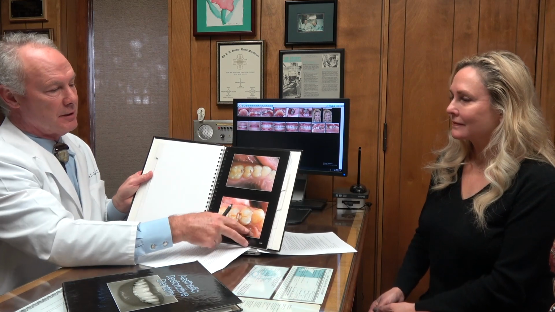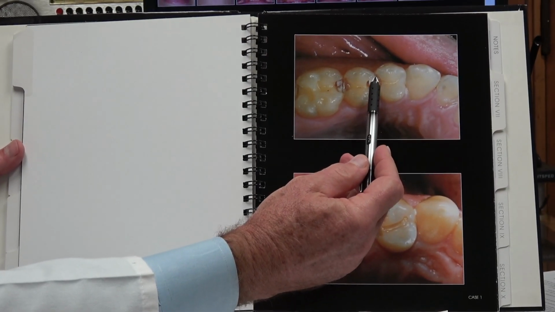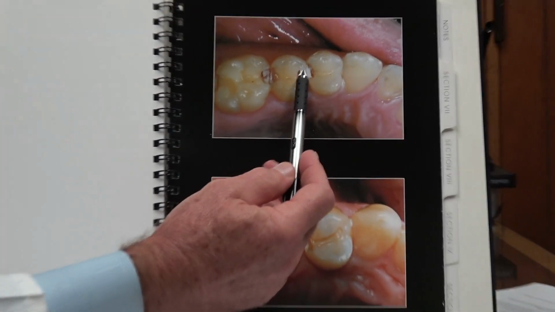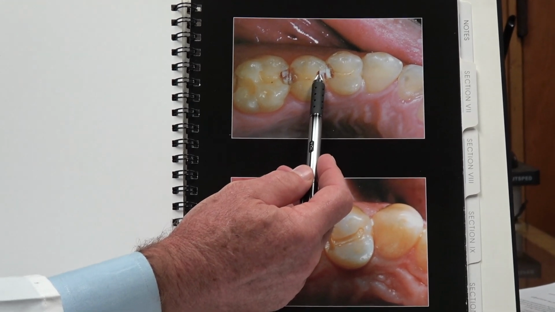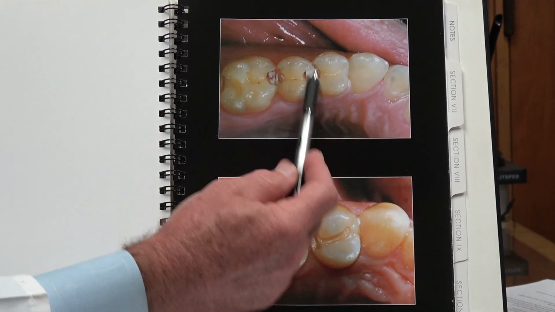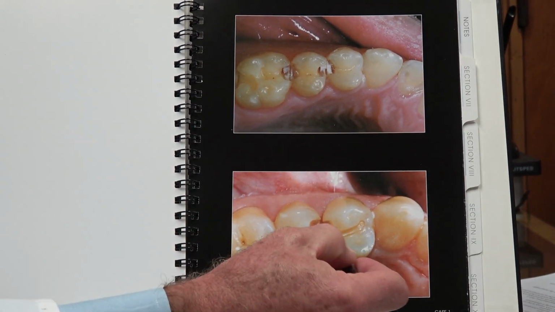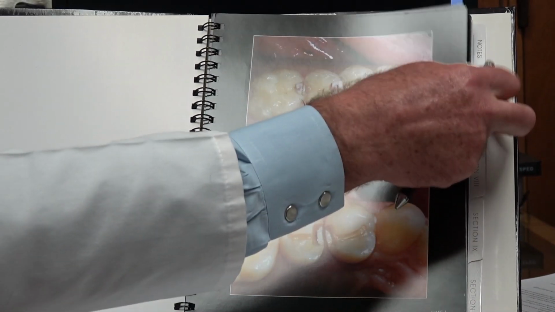The next section is interproximal decay, and this shows how there's always decay on both adjacent teeth when there's interproximal decay, because the food sticks in between the teeth, the bacteria secretes the acid, and you get decay both ways.